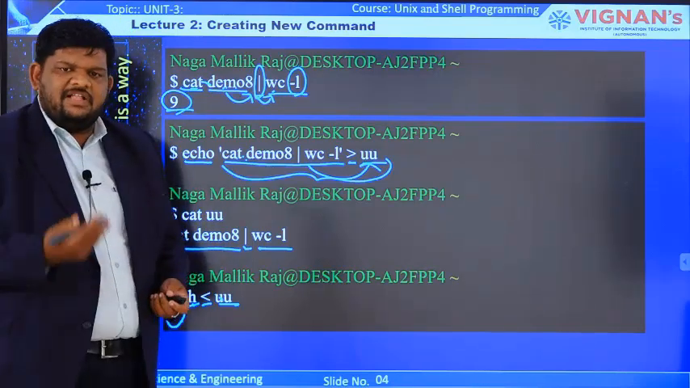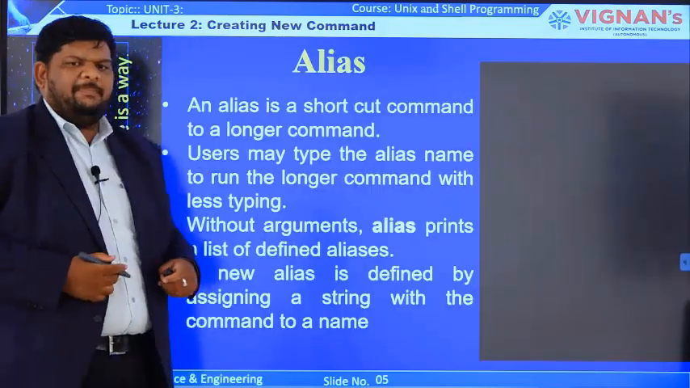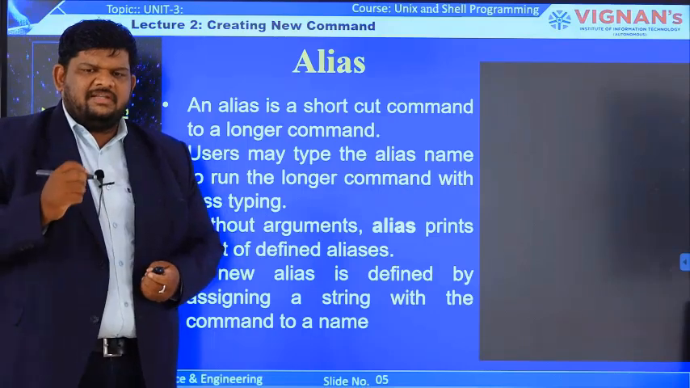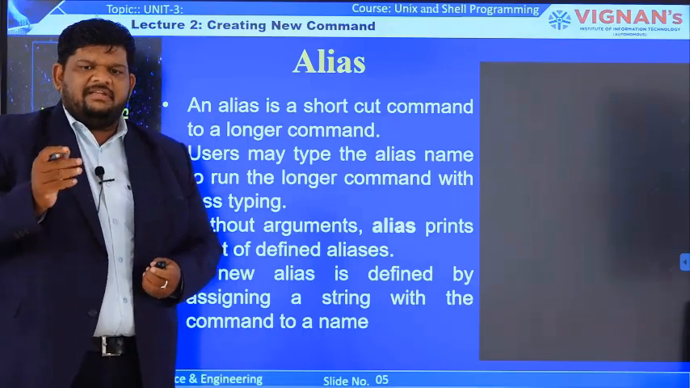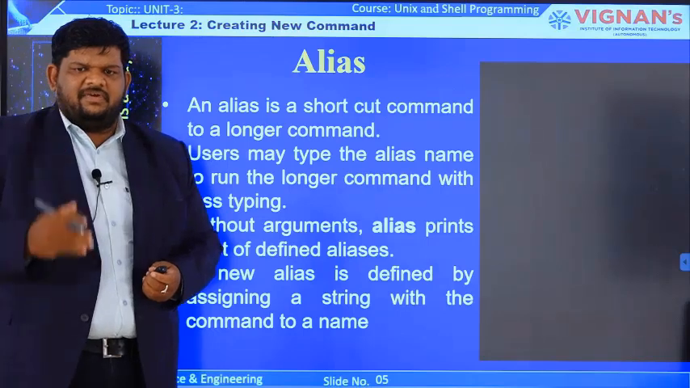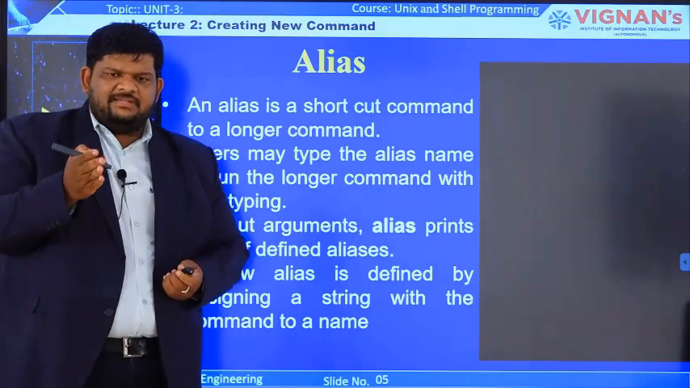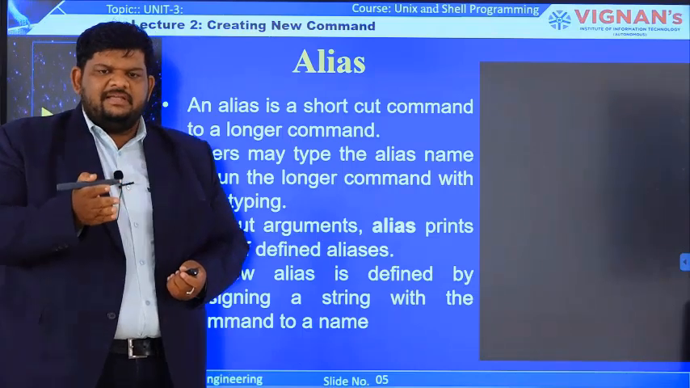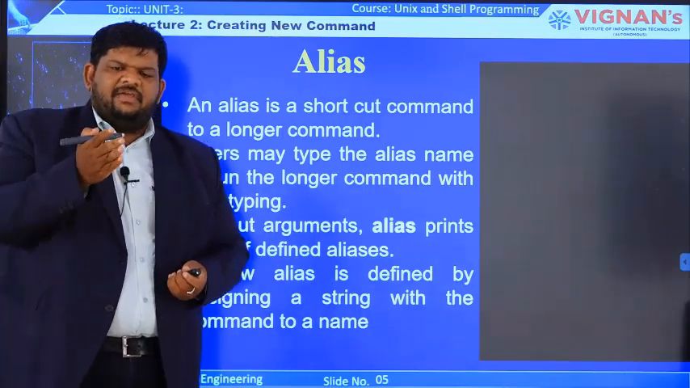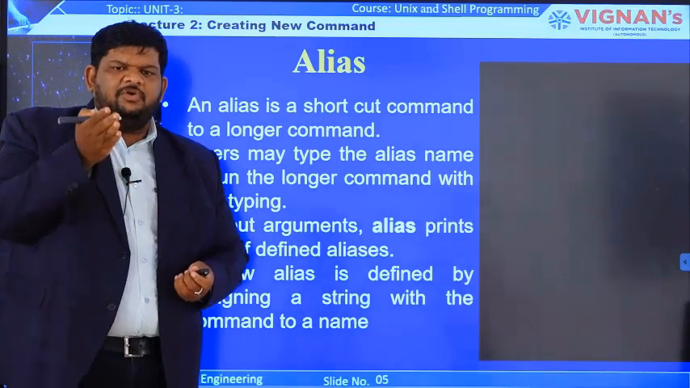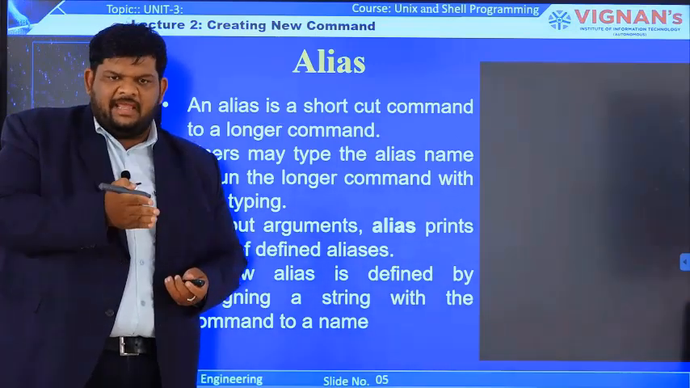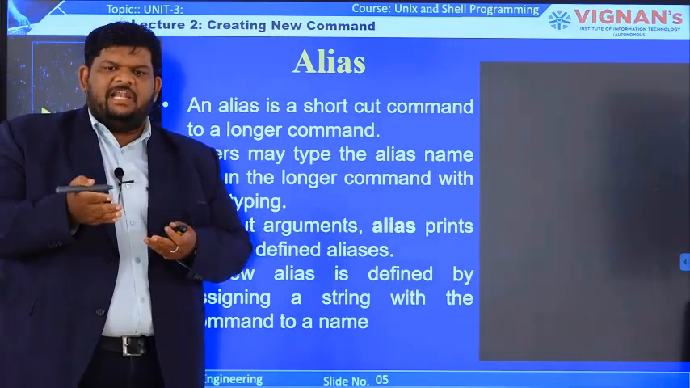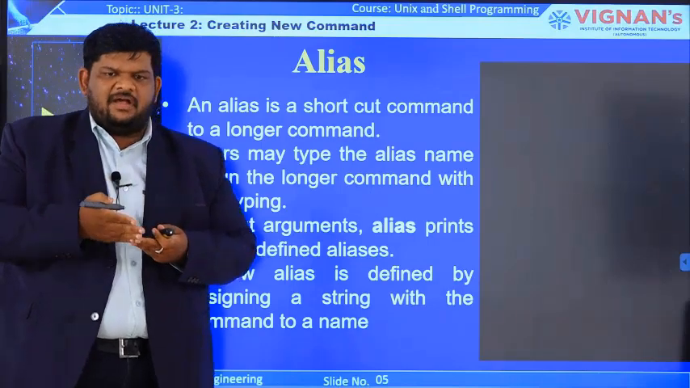Let us check another way we can create a new command, with the help of the alias command. What is the meaning of alias? It means creating a duplicate name for an existing one. Assume any command exists; for that existing command we create a duplicate name. That duplicate name is known as an alias name. How do we create a duplicate name for an existing command name? It is possible only with the help of the alias command.